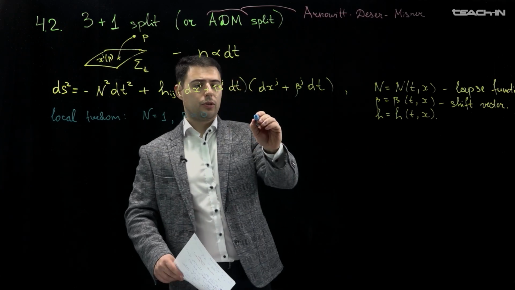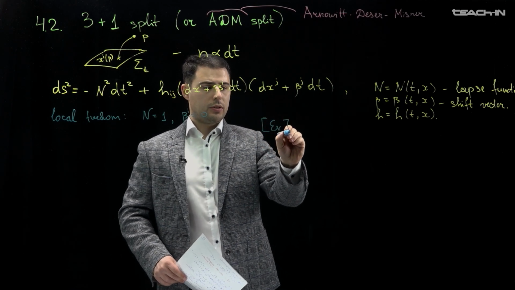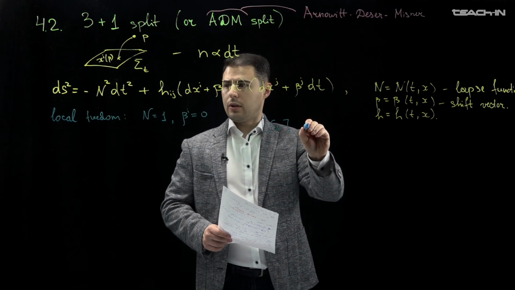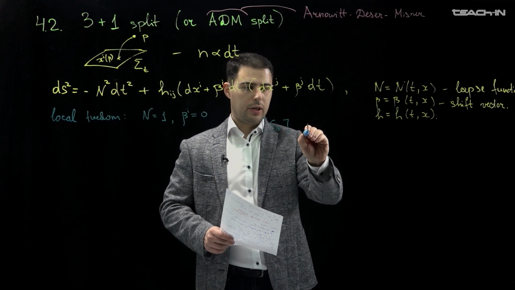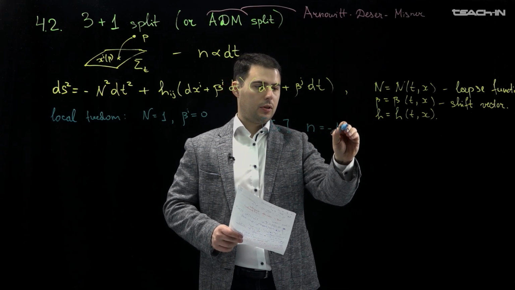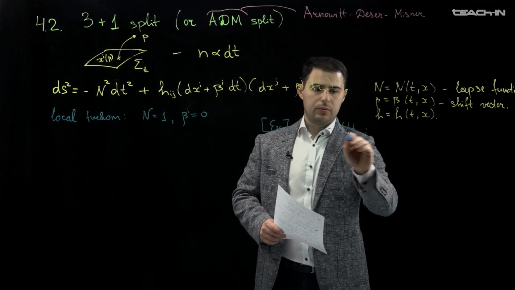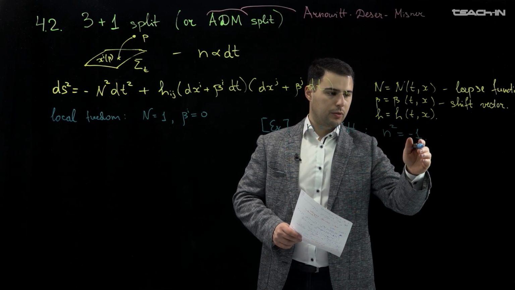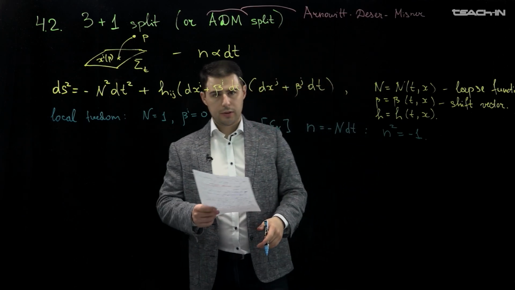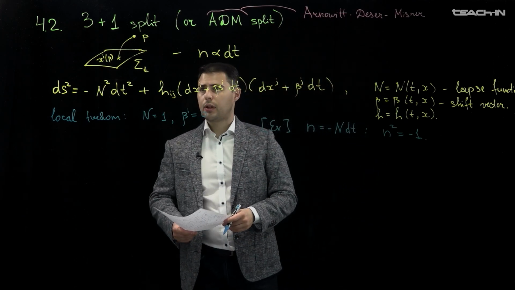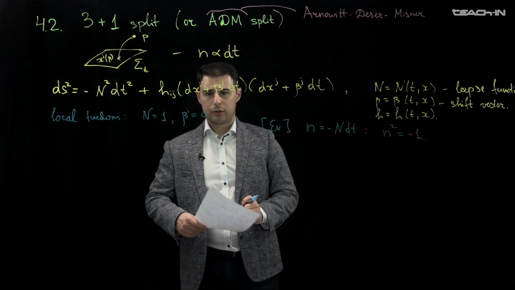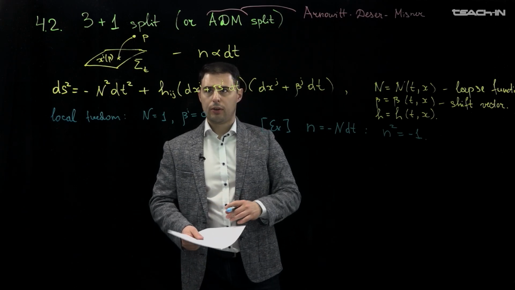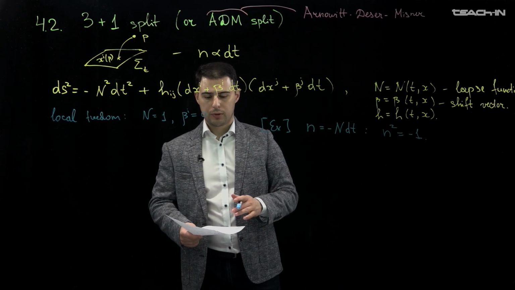It is also notable that the unit normal is given by n equals minus N dt. So this is a unit normal, which means that n squared equals minus 1. Checking this remains an exercise. Good. So our next step towards the 3+1 split of the Einstein equations would be to define the curvature on the hypersurface.